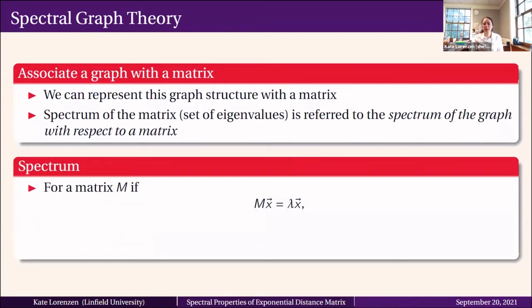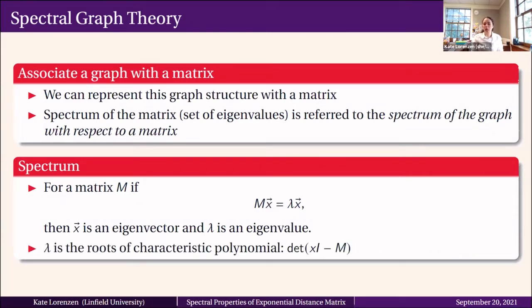Just a quick reminder, if I have a matrix and I multiply by a vector x, such that I get a scalar lambda times that vector back, then x is my eigenvector and lambda is my eigenvalue. In addition, all of my eigenvalues are going to be the roots of my characteristic polynomial. So sometimes we'll talk about the characteristic polynomial and its coefficients, and that's exactly the same question as understanding our eigenvalues.